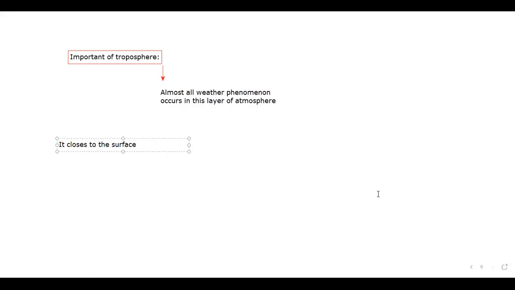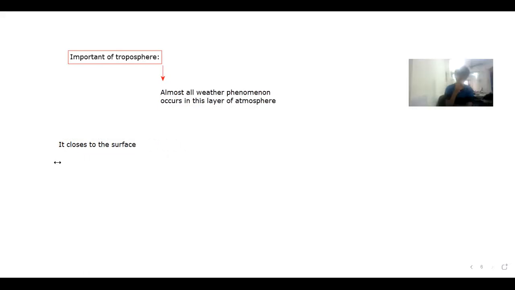Atmospheric pressure is high. So the second point is that atmospheric pressure is high here. Yes, Nishank, I am giving you time, just one second. Energy is trapped in this layer. More energy is trapped in this layer. This is the next point.